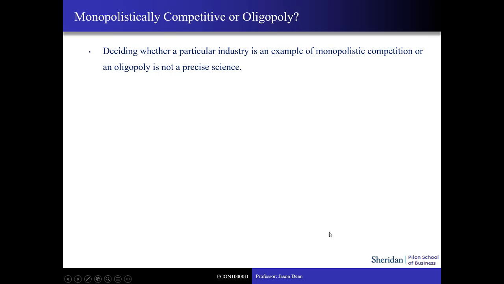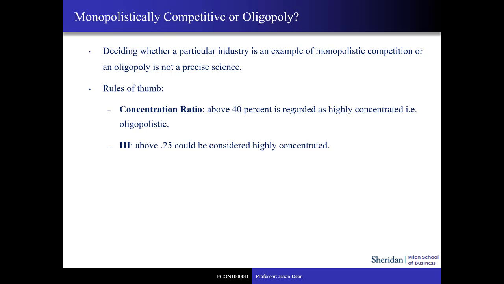So deciding whether a particular industry is an example of monopolistic competition or an oligopoly is not an exact science. Again, we have these measures that we just looked at, but they're rough rules of thumb. Again, this is just a summary. The rule of thumb for the concentration ratio is that the threshold is roughly around 40%, and the threshold for the Herfindahl index is roughly 0.25.